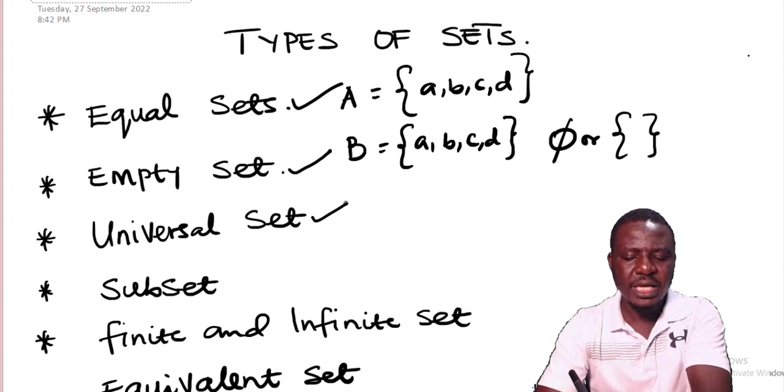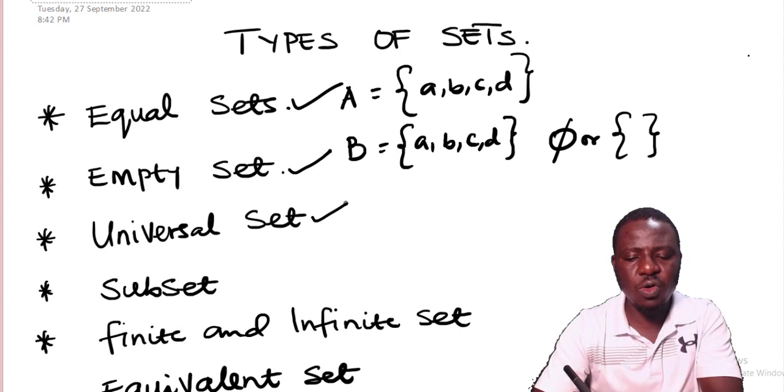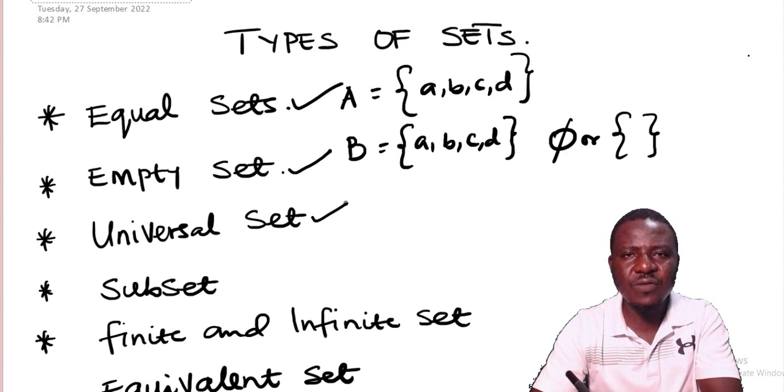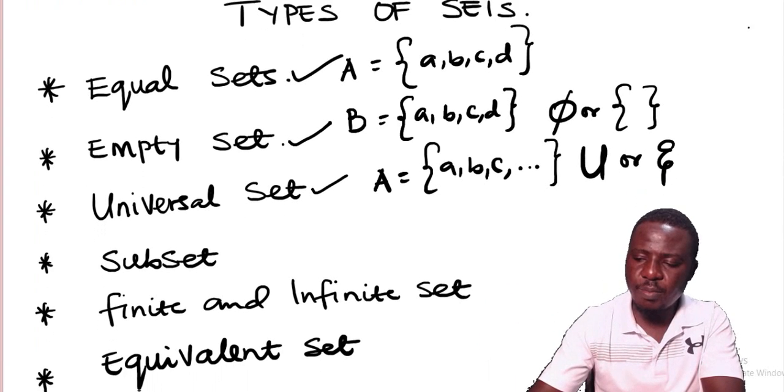A universal set is said to be the set of all elements under consideration. For example, a set of students in St. Patrick's College. St. Patrick's College is referred to as the universal set because it considers all the students in St. Patrick's College. And the universal set can be denoted using the symbol U or sigma.